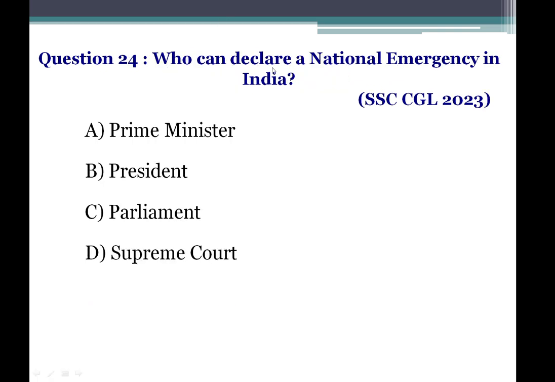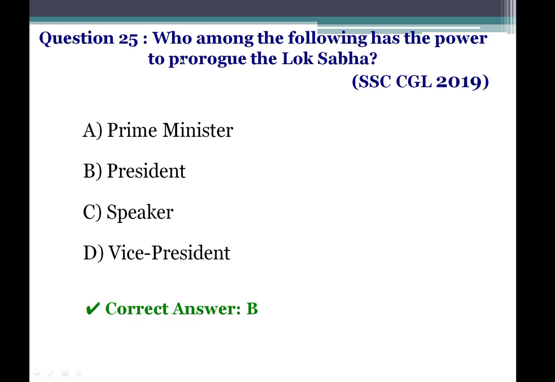Who can declare a national emergency in India? And the options are Prime Minister, President, Parliament or Supreme Court. So basically a president can declare a national emergency in India. So the correct option is option B. Who among the following has the power to prorogue the Lok Sabha? And the options are Prime Minister, President, Speaker or Vice President. So basically a president has the power to prorogue the Lok Sabha. So the correct option is option B, that is President.